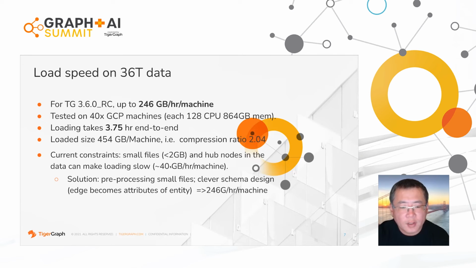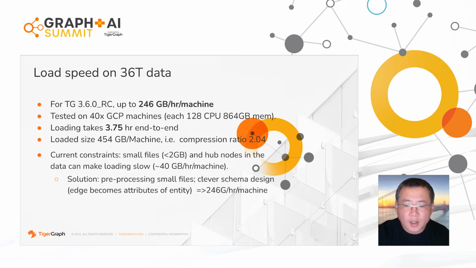And how do we solve this slow loading problem? First, we pre-process those small files. We combine those small files into big files and load the big files. This will dramatically improve our pipeline loading and improve the loading speed.